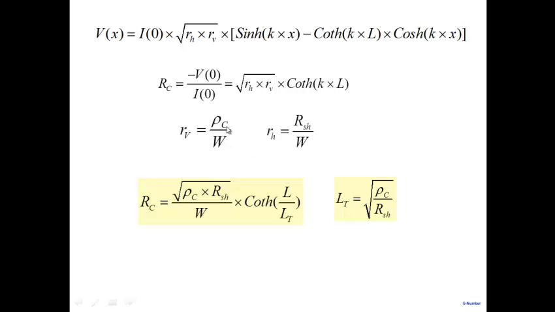So what we have done is put in the expressions for RH and RV. Contact resistance is equal to the square root of contact resistivity multiplied by sheet resistance, divided by W, multiplied by coth(L/LT). LT is the square root of RC by R sheet. Note that the overall contact resistance depends not only on the contact resistivity, but crucially on the sheet resistance of the n-type layer. And of course, width is there, and there is this additional term, coth(L/LT).